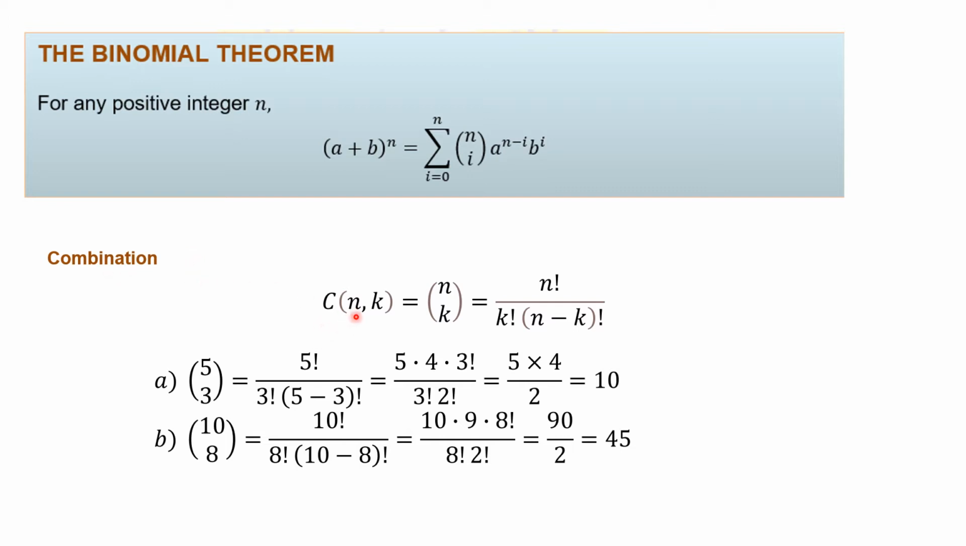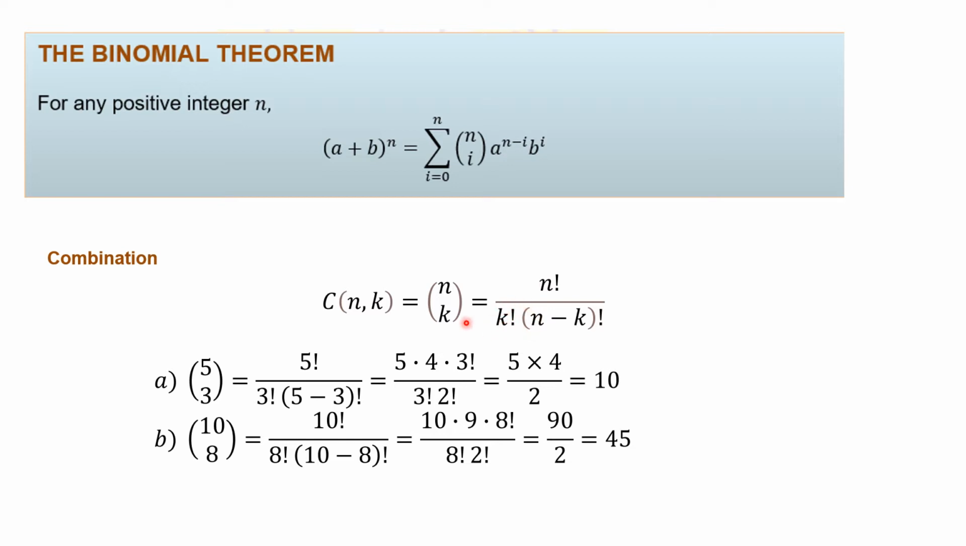Combination is expressed in two ways. C(n, k), this is k taken from n number of elements, and that can also be popularly expressed in this way. Combination of n taken k at a time is equal to n factorial over k factorial times the quantity (n - k) factorial. Okay, n here is the total number of elements, where k is just a subset or a part of the elements.